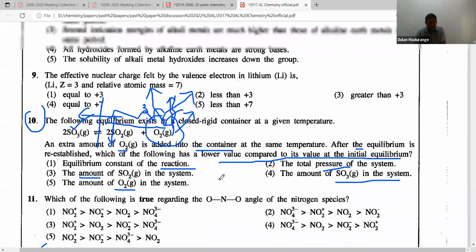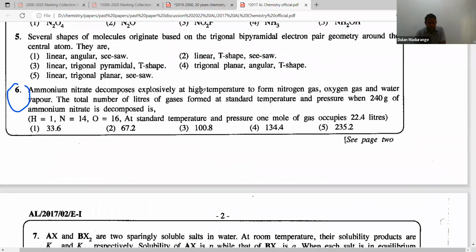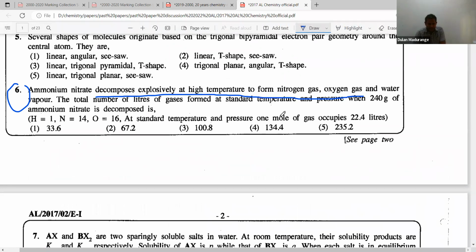Question number 6. Ammonium nitrate decomposes when exposed to high temperature, giving nitrogen gas, oxygen and water. You need to write the equation. Liters of gas formed are asked. 240 grams of ammonium nitrate decomposes. So write the reaction directly. This reaction is in the P block.